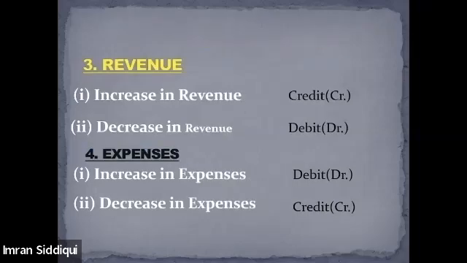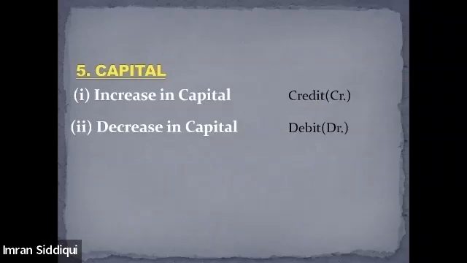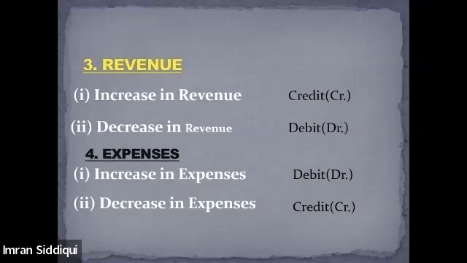In respect of revenue, the rule is similar to that of liability. An increase in revenue causes a credit in the revenue account, and a decrease in revenue leads to a debit in the revenue account. The rule regarding capital is also similar to the liability rule. But there is a different rule for the treatment of expenses. If there is an increase in expense, that needs to be debited, and a decrease in expense needs to be credited. The rule regarding expense is just the same as the rule regarding assets.